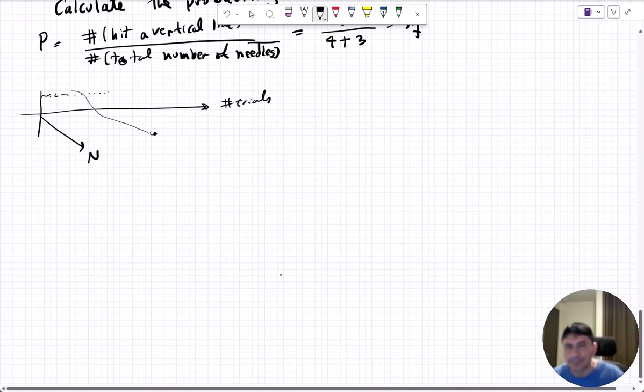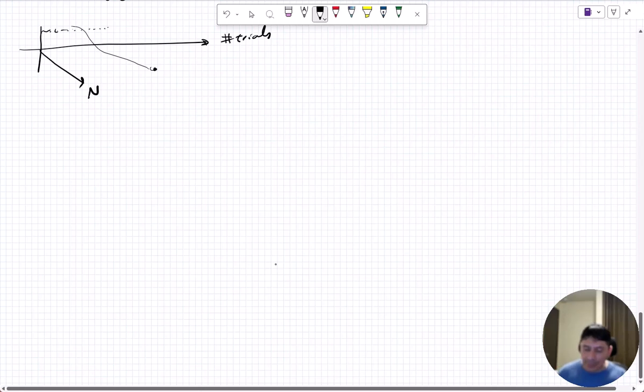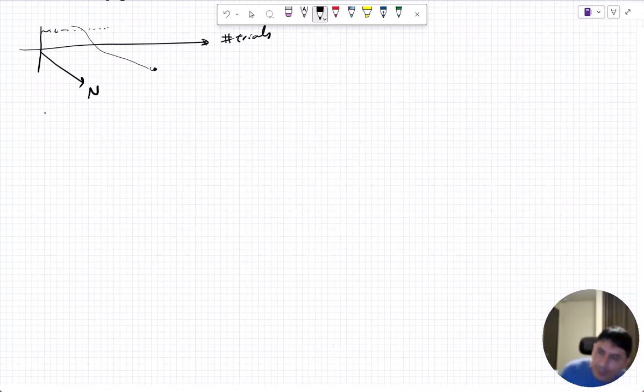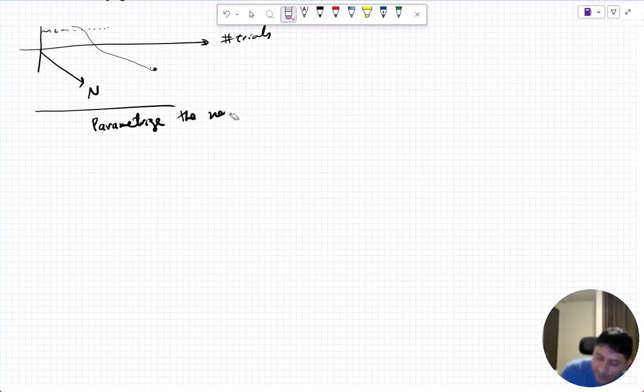So before we start that calculation of that probability, let us parameterize a needle relative to a vertical line. So we're going to parameterize the needles on the piece of paper, right?